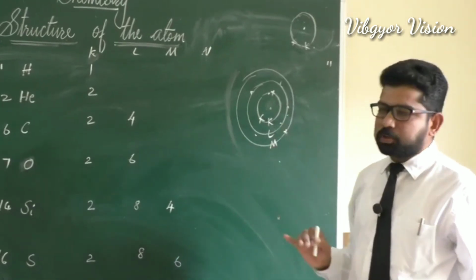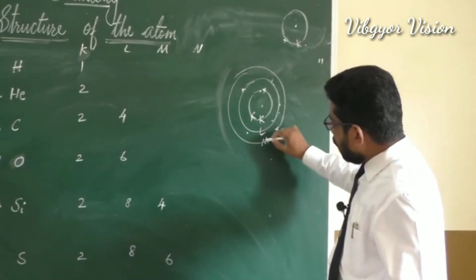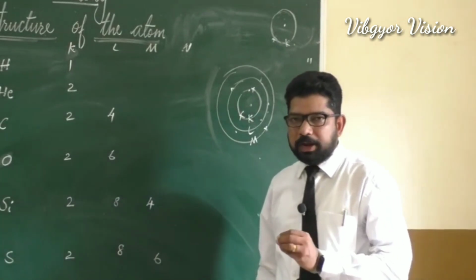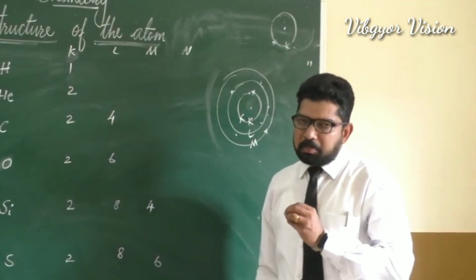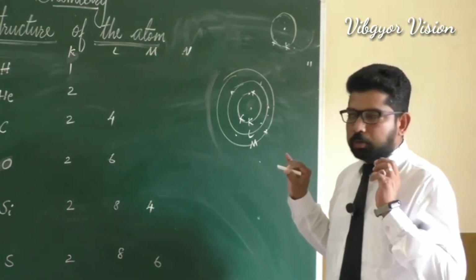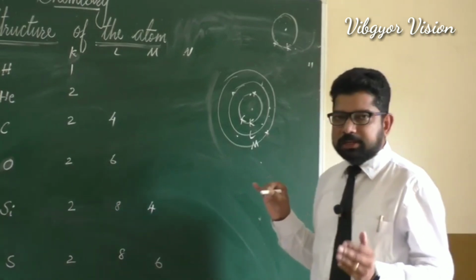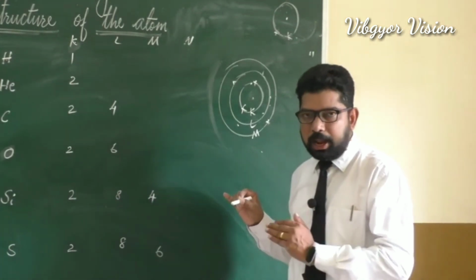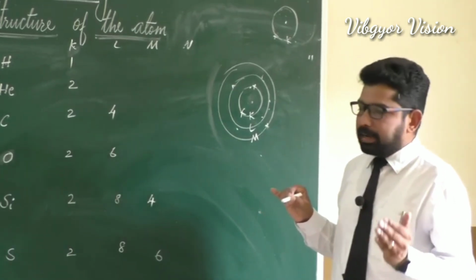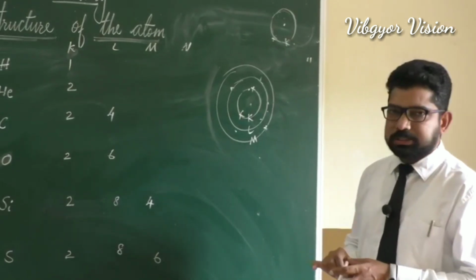The next point we should know is valence electrons. What are valence electrons? The number of electrons present in the outermost shell is known as valence electrons. So now you have understood what a valence shell and valence electrons are. The valence shell is the outermost shell, and valence electrons are the number of electrons in the outermost shell.